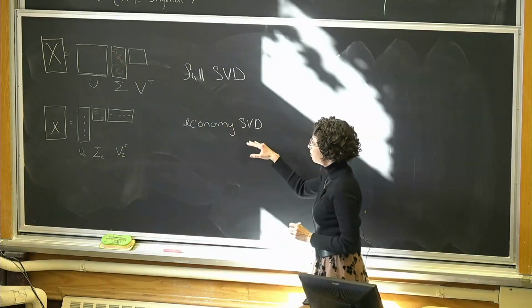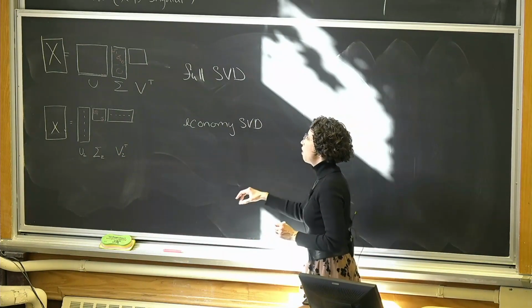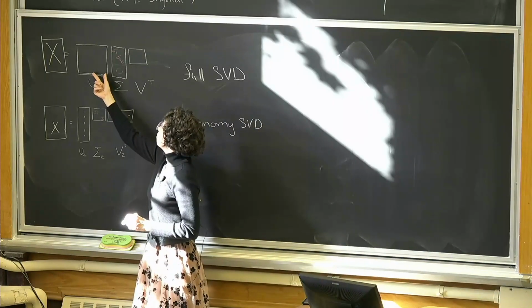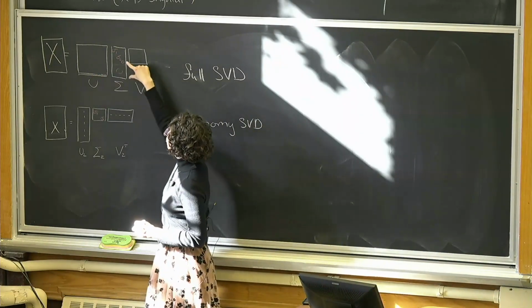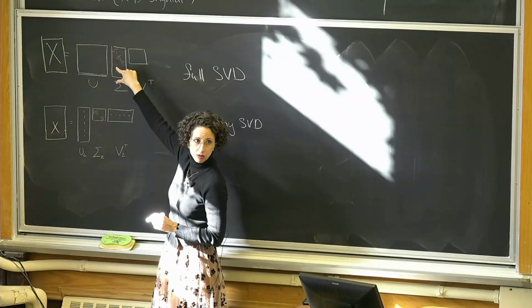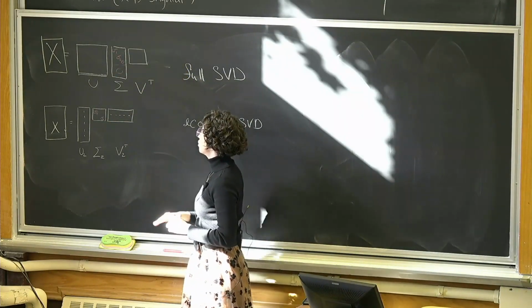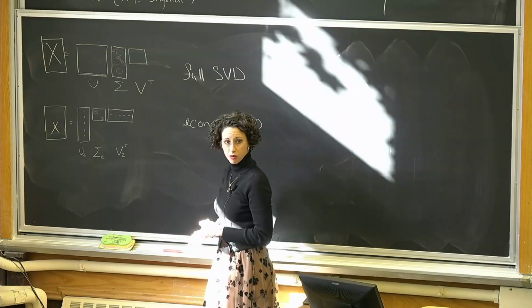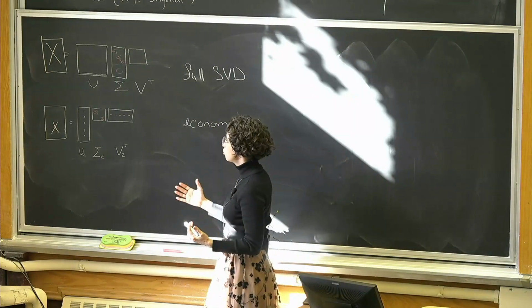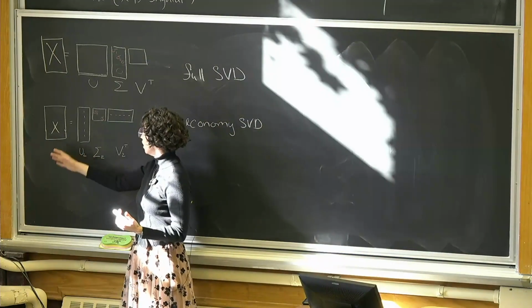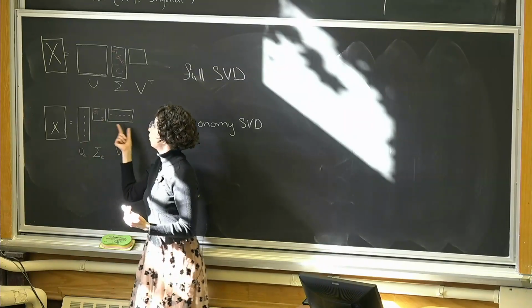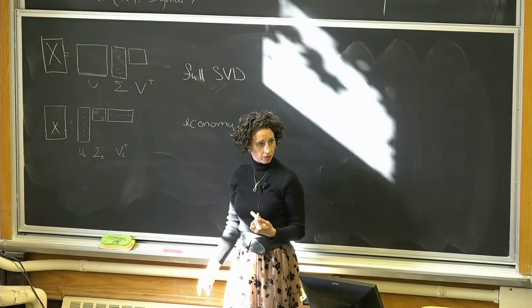So this is the economy SVD. So I've cut out parts of U that are just getting multiplied by zeros. And I've cut out parts of V that are just getting multiplied by zeros. So I haven't changed the product. It's still exactly equal to X. But now I'm storing much smaller matrices.